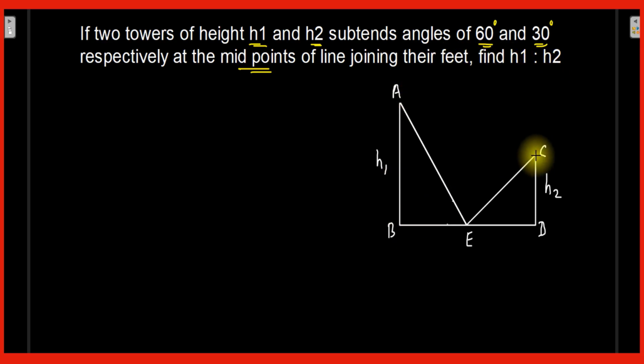Here, friends, AB and CD are the two towers whose heights are h1 and h2. These two towers subtend angles of 60 degrees and 30 degrees at the midpoint of the line joining the feet of the towers. BD is the line joining the feet of the two towers, and the angle subtended by tower AB at the midpoint is 60 degrees, and the angle subtended by tower CD at the midpoint, that is point E, is 30 degrees. We have to find the ratio of h1 is to h2.